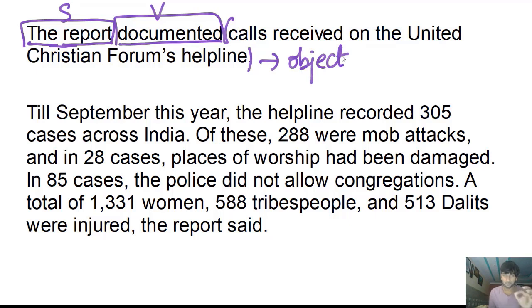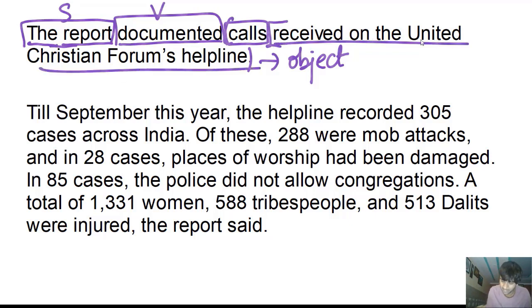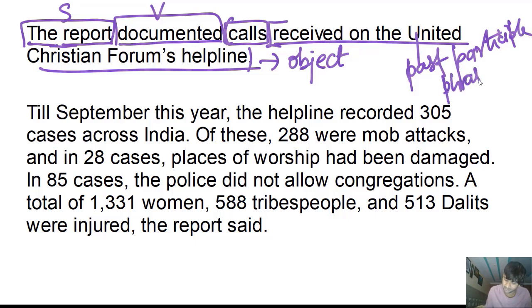All right. Now, in this, the object is basically a noun phrase. How do we know? Calls is the main noun, right? The report documented calls, not all calls. Calls followed by received on the United Christian Forum's helpline. So in this noun phrase, calls is the noun, received on the United Christian Forum's helpline is a past participle phrase. Past participle phrase that is coming after the noun calls and modifying it, right? It's a part of this noun phrase. Noun plus post modifier, which is a past participle phrase giving information about the noun calls.